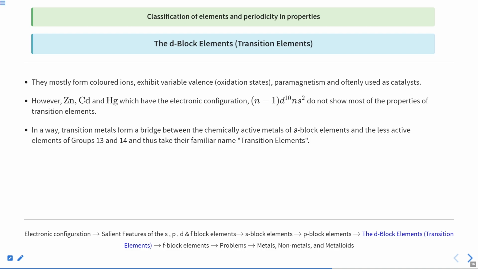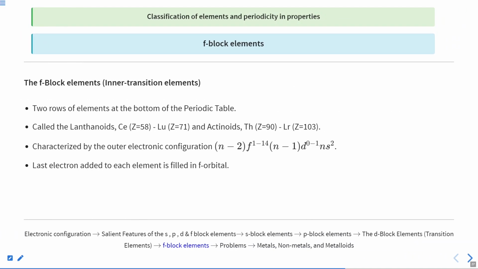In a way, transition elements form a bridge between the chemically active s block and the less reactive elements of group 13 to 14. Therefore they are called transition elements.